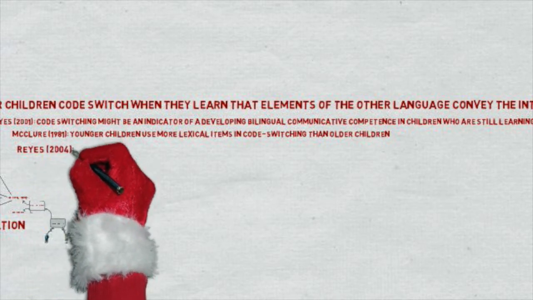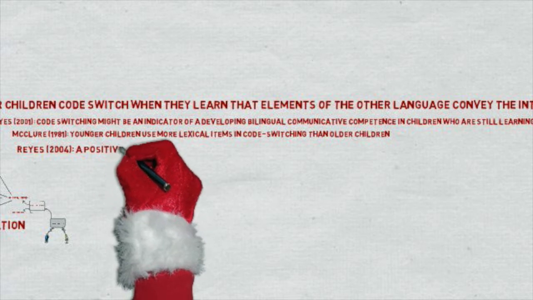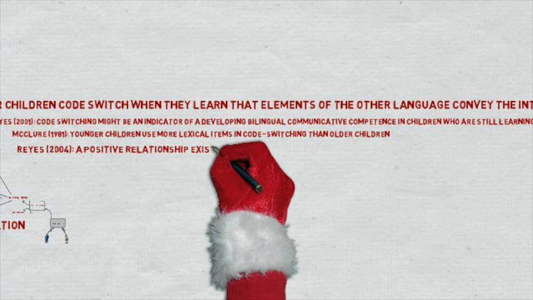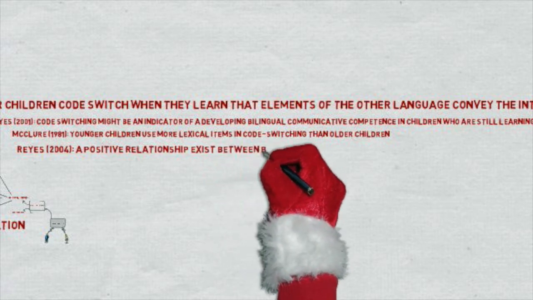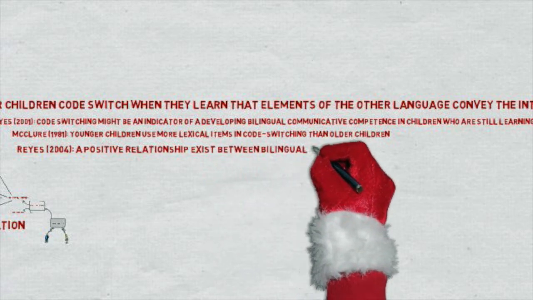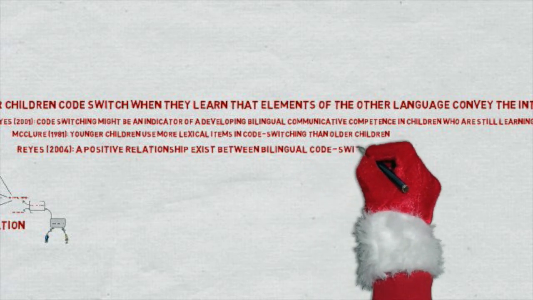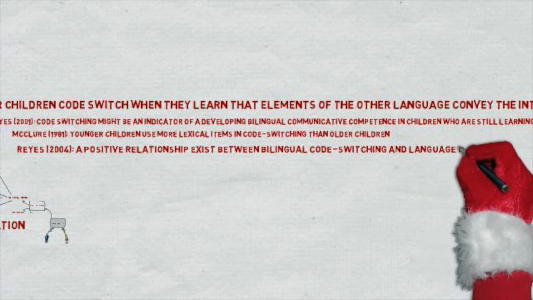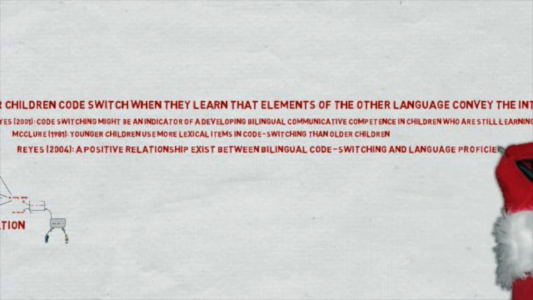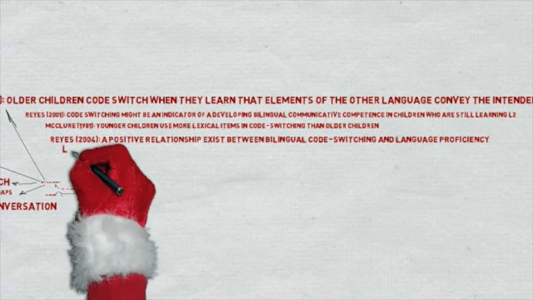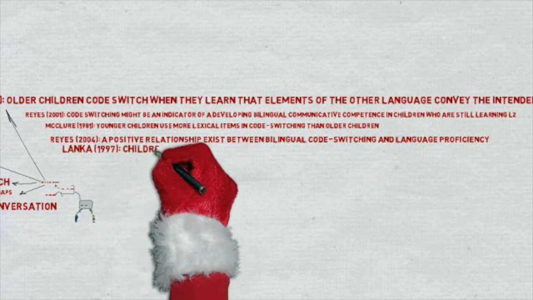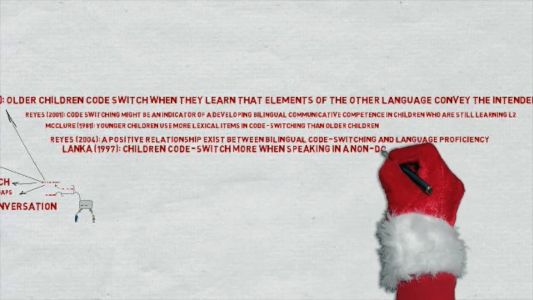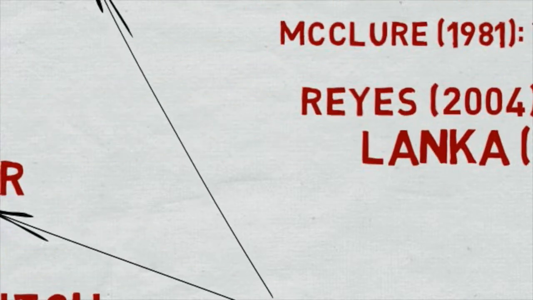On the other hand, a study conducted by Reyes suggests that the number of instances code switching occurs can be interpreted in such a way that reflects a child's developing communicative competence. This suggests that the more code switches there are, the more competent an individual will be in communication. As such, Reyes proposed that a positive relationship exists between bilingual code switching and language proficiency. Lastly, Lenza had found that children may demonstrate more code switching when they speak in their non-native language.